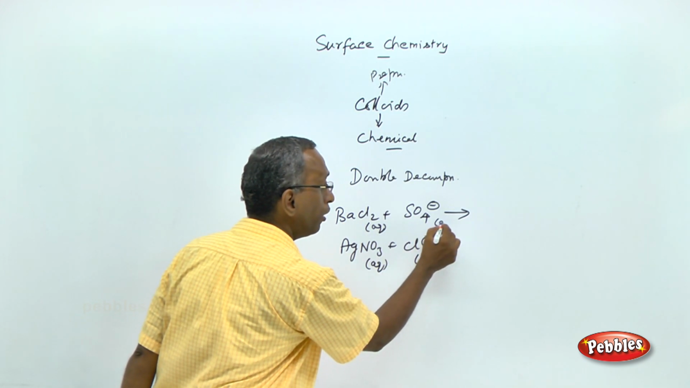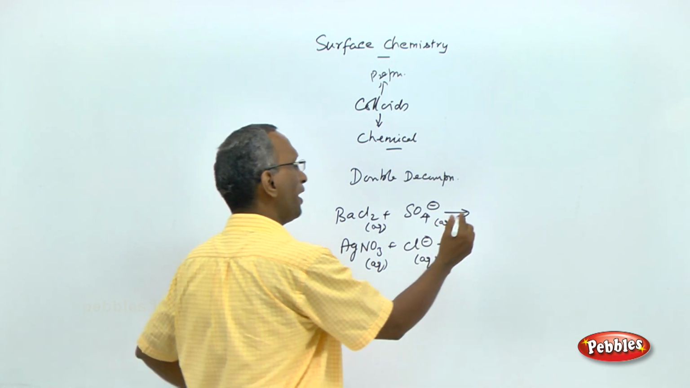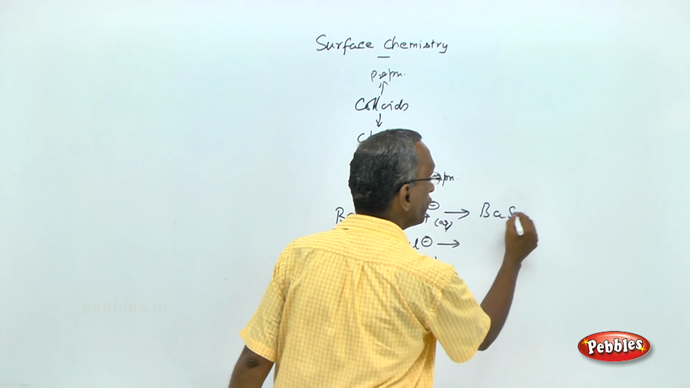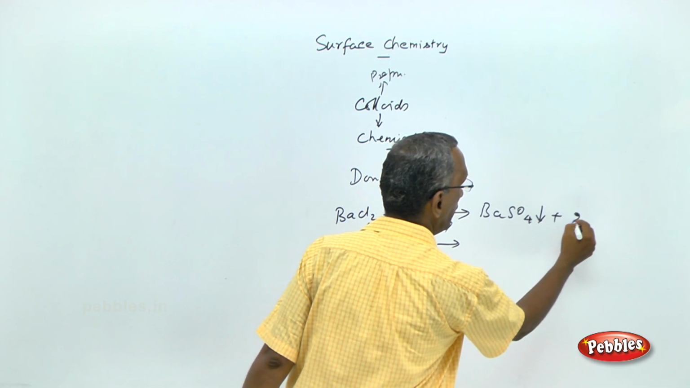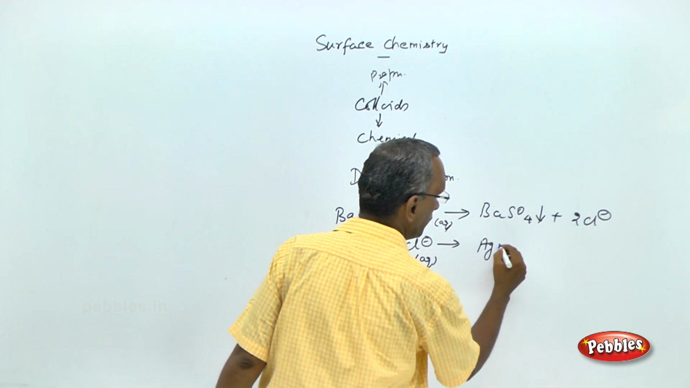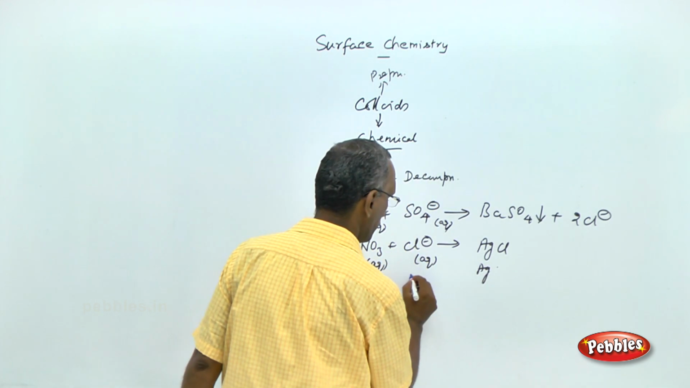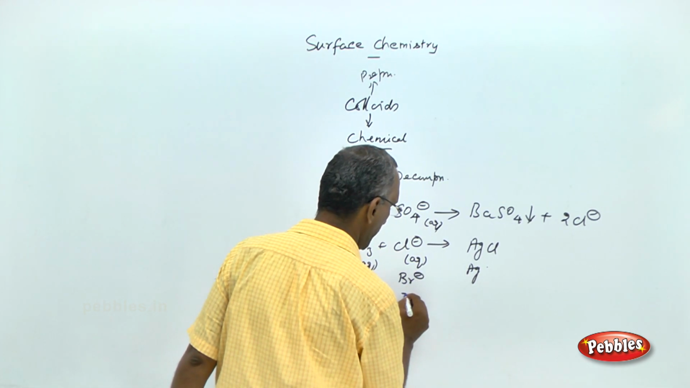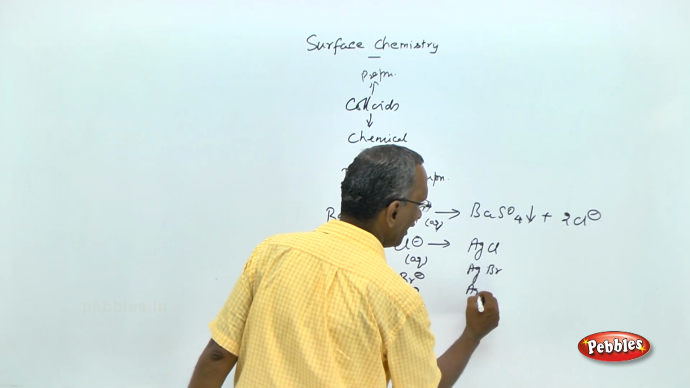So these are soluble in water to form aqueous solutions. But when the solutions are mixed, there is immediate formation of colloids: barium sulfate colloid, and chloride goes into solution. Here, silver halide colloids, AgCl, AgBr. Depending upon whether you take chloride, bromide or iodide, it will form AgCl, AgBr or AgI.